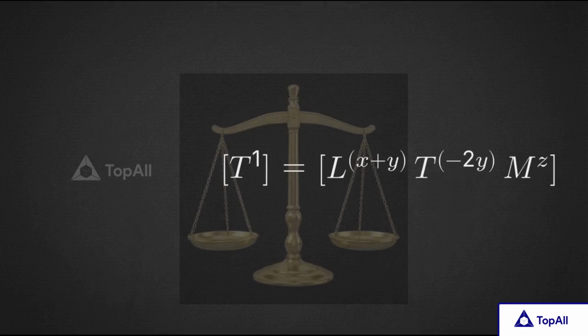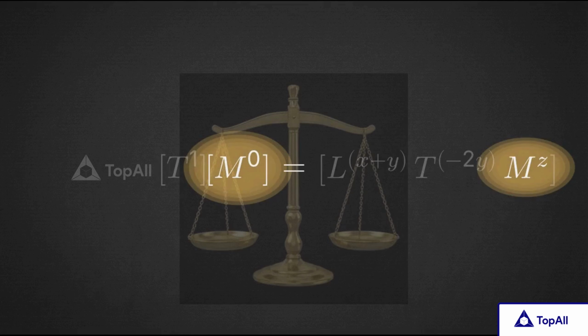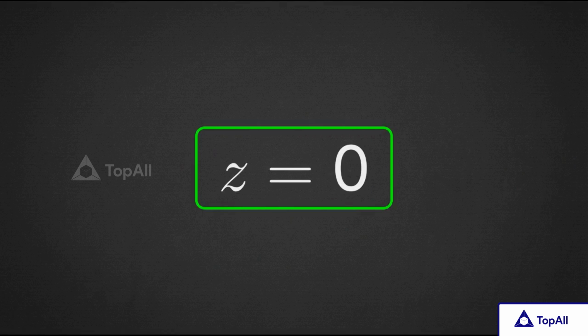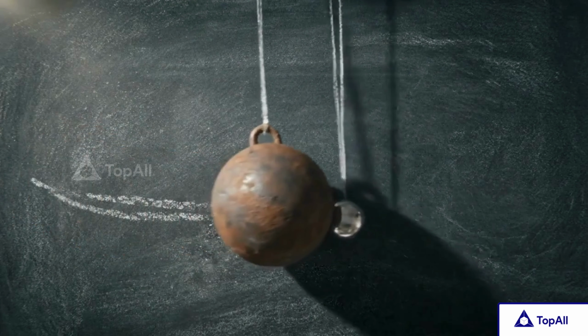Look at the left side of the equation. There is no mass dimension over there, which means its power is 0. Therefore, z must equal 0. In the real world, this tells us something highly counterintuitive. The mass of the pendulum bob has absolutely no effect on how fast it swings. A wrecking ball and a marble on the same length of string will keep the exact same time.